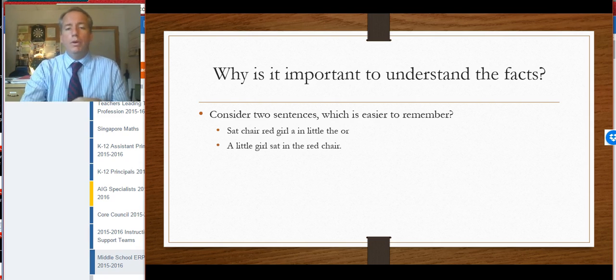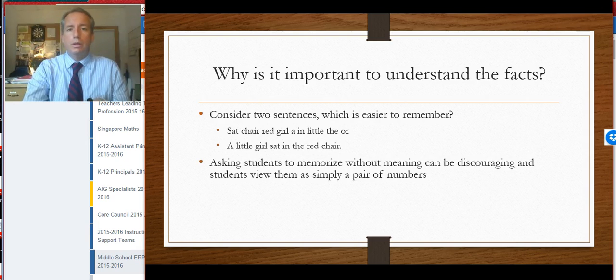I'm sure you've already made the connection to multiplication, right? Asking kids to memorize numbers on a page, regardless of your intellectual level, can be incredibly discouraging for kids, right? And if I struggle with this day after day, year after year, and my parents are on me, my teacher's on me, I pretty quickly start to feel like I'm not good at math.